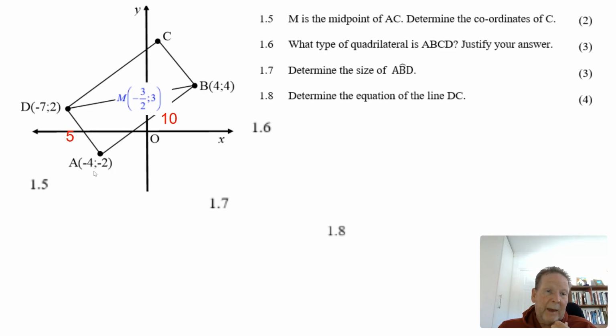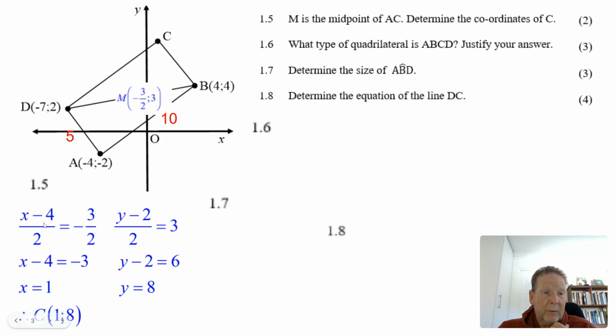But if you add the X values and divide by 2, they must equal minus a half. And the Y values, the Y coordinates, added together and divided by 2 must be 3. And then all you do is build two equations. So there, x plus negative 4 divided by 2 must be minus 3 halves. Y plus negative 2, y minus 2 over 2 must equal 3, the y coordinate.